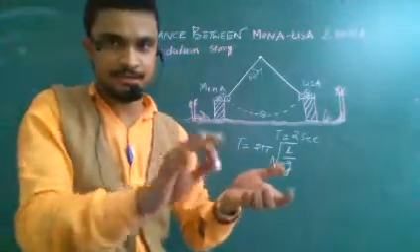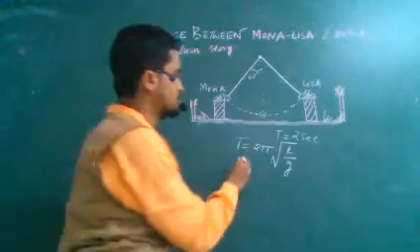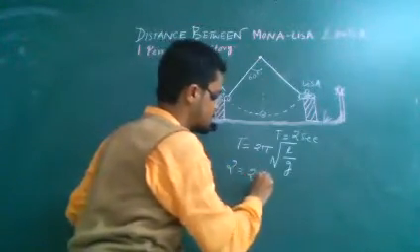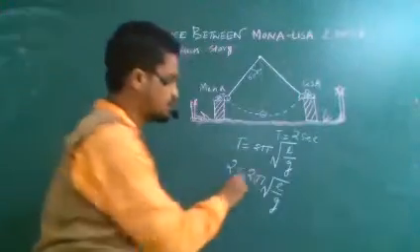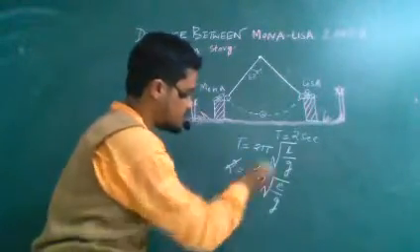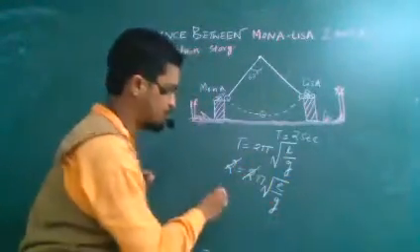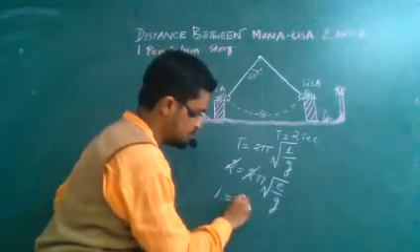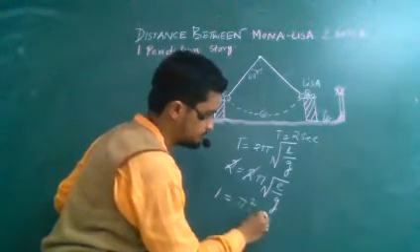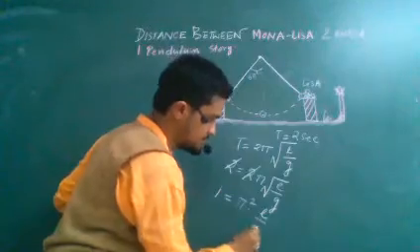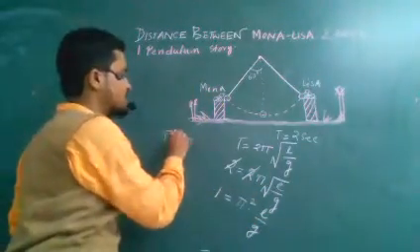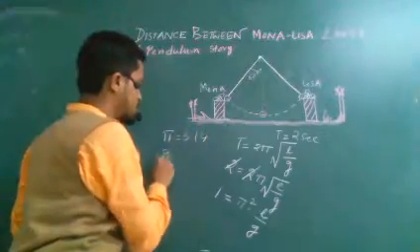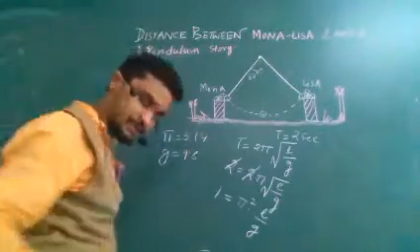T is given as 2 seconds. Then put 2 equals 2 pi root under L by G. Then the 2 will be cancelled. Then square both left and right. So 1 equals pi square L by G. Now we can consider one thing here: pi equals 3.14 and G equals 9.8 meter per second square.